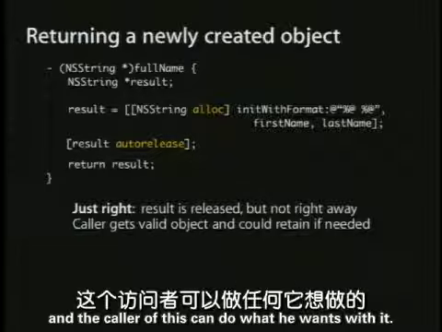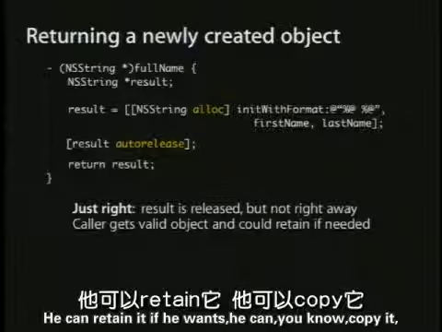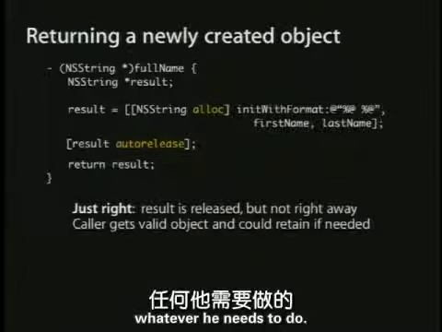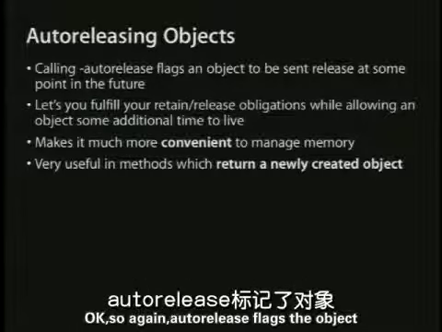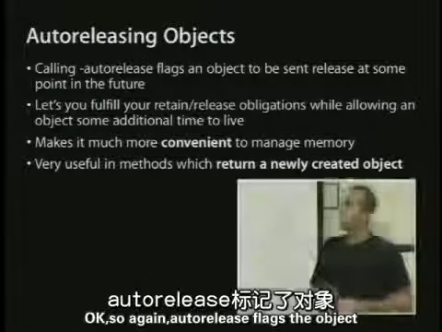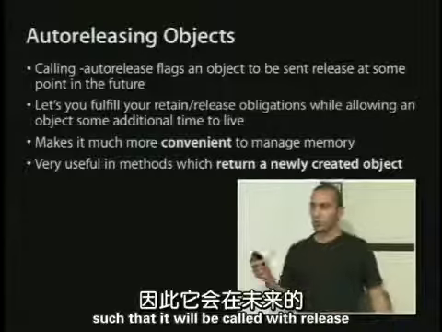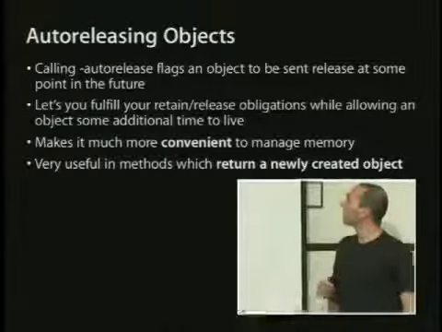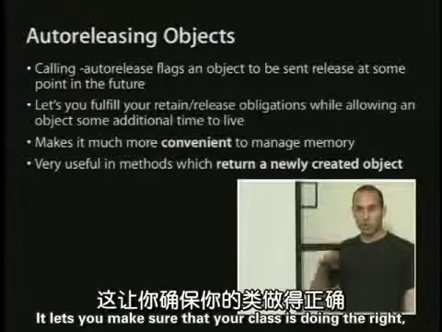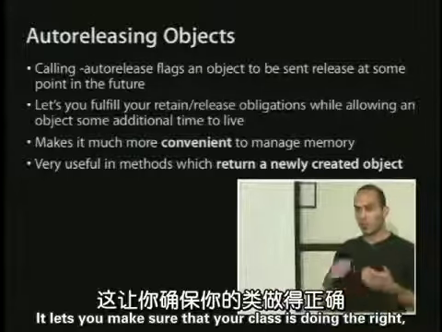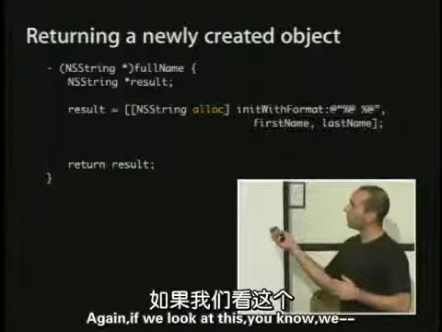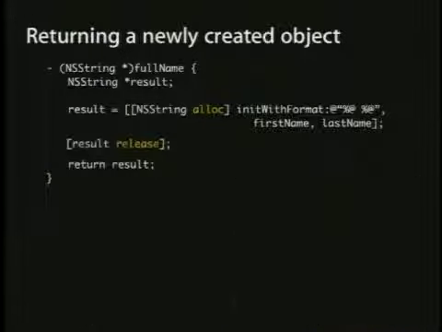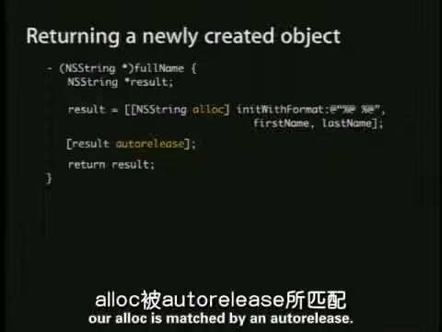Now, what autorelease does is, instead of decreasing the retain count immediately, it puts it on a stack and says, let's release this later. And I'll talk about how that works in a moment. But what happens here is the caller gets an object that, for now, let's just remember, is going to be released later. And the caller of this can do what he wants with it. He can retain it if he wants. He can copy it, whatever he needs to do.